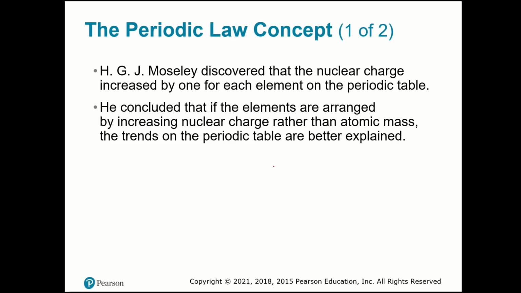So the periodic law concept: it was discovered that the nuclear charge increases by 1 for each element on the periodic table. He concluded that if the elements are arranged by increasing nuclear charge rather than atomic mass, the trends on the periodic table are better explained.